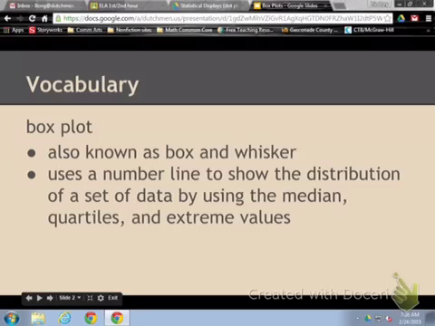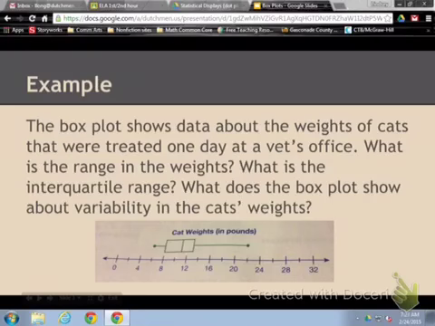So, vocabulary to start off with, box plot is also known as a box and whisker. It uses a number line to show the distribution of a set of data by using the median, quartiles, and extreme values. So, for an example, the box plot shows data about the weights of cats that were treated one day at a vet's office.